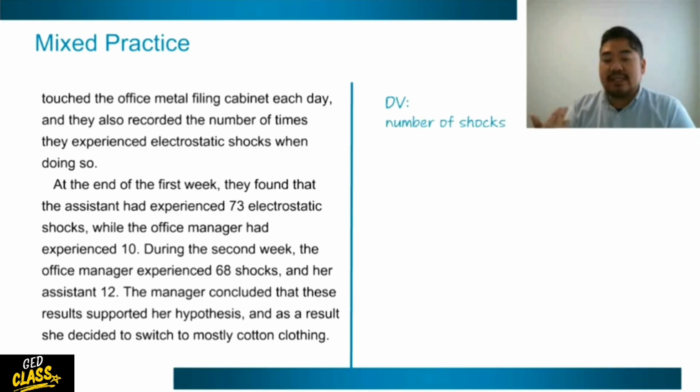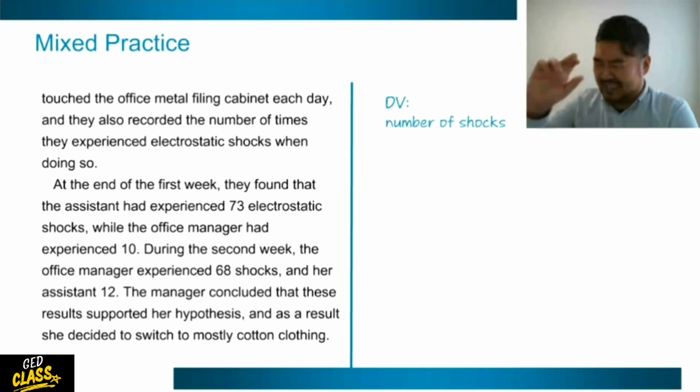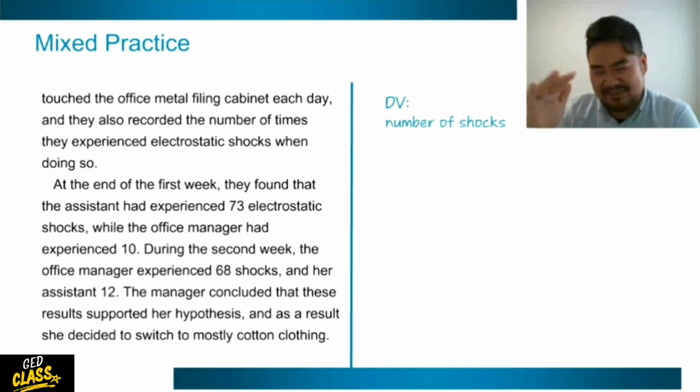So then from there, we see the results of this experiment. At the end of the first week, they found the assistant had experienced 73 electrostatic shocks, while the office manager experienced 10. During the second week, the office manager experienced 68 shocks and her assistant 12. So notice, wait a minute, what's going on here? That first week, the assistant got shocked more. During the second week, the office manager got shocked more. And notice that difference is huge, right? A lot more. 73 versus 10, 68 versus 12. So we see here our results from this experiment.